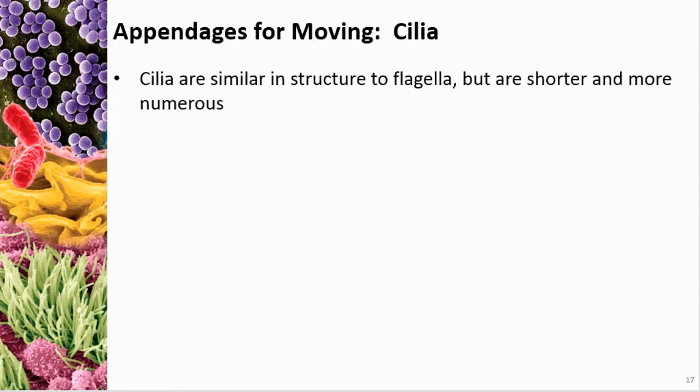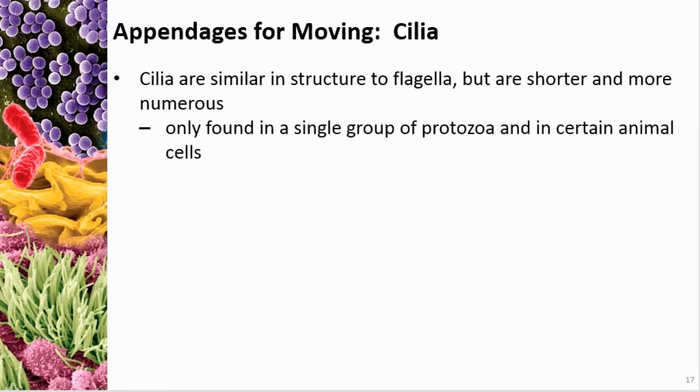Cilia have a similar structure to the flagella, but they're a lot shorter and there are a lot more of them. Now in an animal, as far as I know, the only cell that has a flagellum is a sperm, and it only has one. But some of these can have more than one. But when it comes to cilia, they can have hundreds or maybe even more.